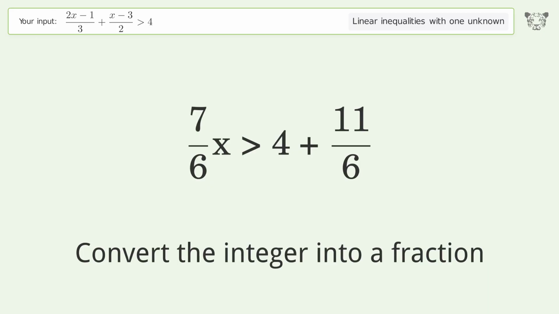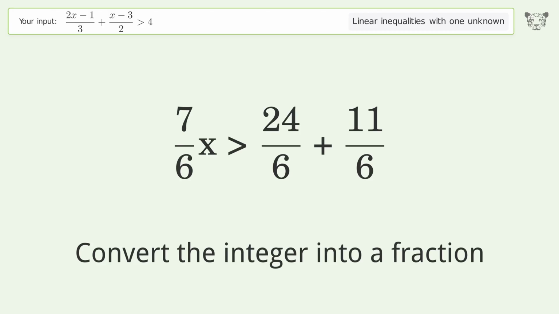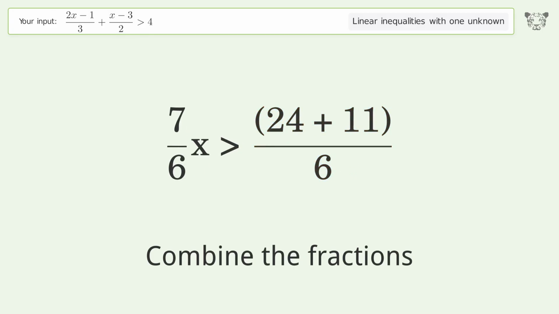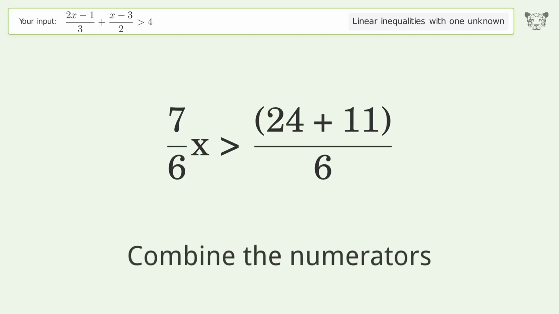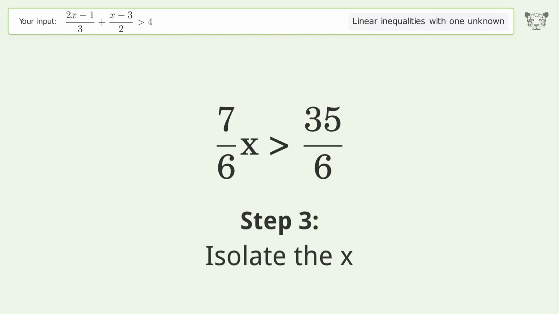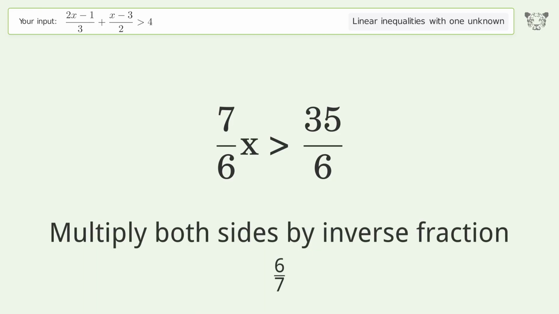Convert the integer into a fraction. Combine the fractions. Combine the numerators. Isolate the x. Multiply both sides by inverse fraction 6/7.